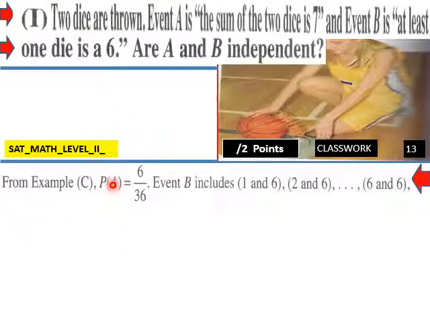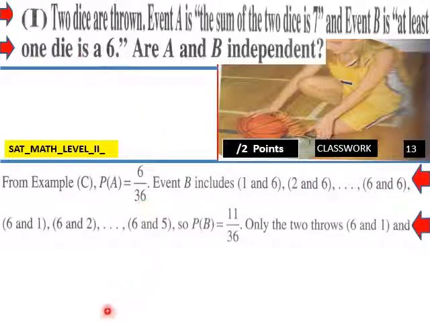From example C, the probability of A is 6 out of 36. There would be 6 different chances of having a sum of 7. Event B includes 1 and 6, 2 and 6, and then 6 and 6, etc. So 6 and 1, 6 and 2, 6 and 5. So the probability of B would equal 11 out of 36. There'd be 11 possibilities of event B here. Event B is at least one die is a 6.